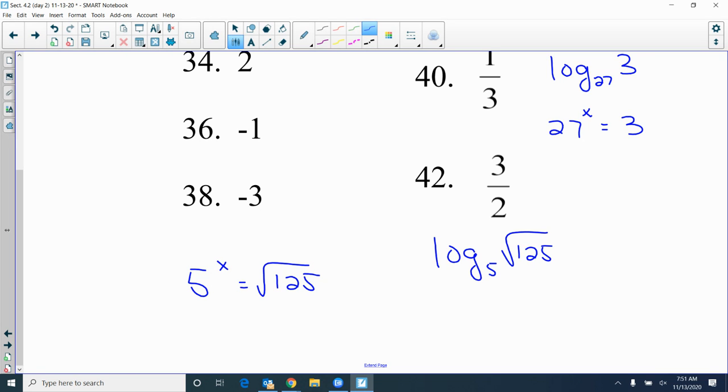So now how are we going to go about this? Now think about this. I'm going to go back to this. 27 can be written as 3 to what power? 27 can be written as 3 to the 3rd. So I can make that 3 to the 3rd to the x equals 3. I'm going to show you a way to solve this other than just kind of understanding it. So now this means this is 3 to the 3x.